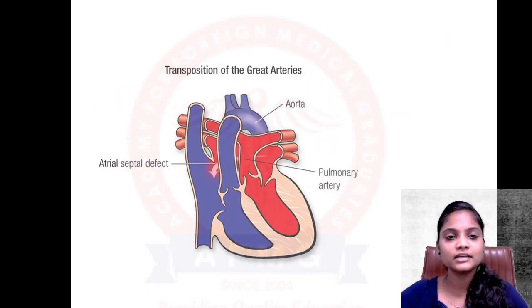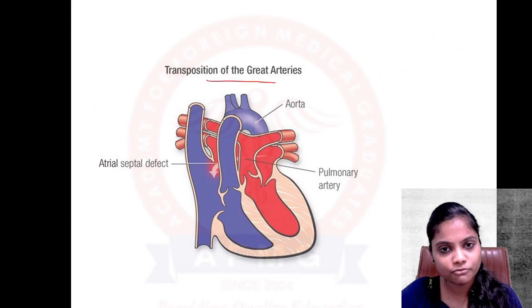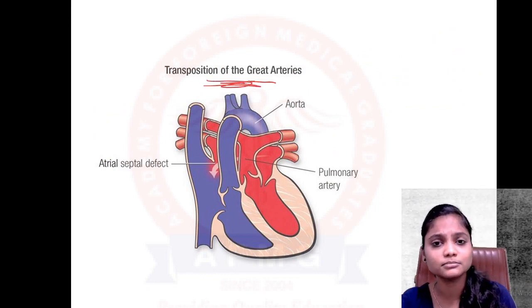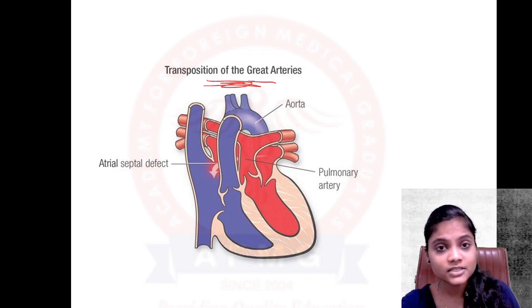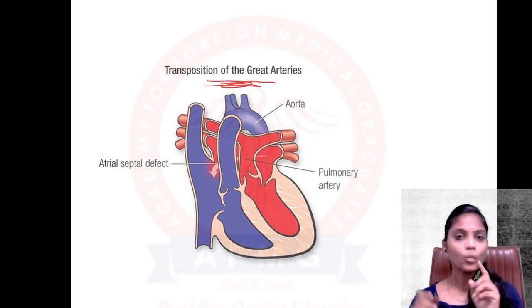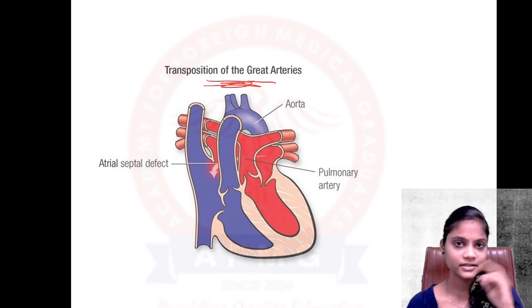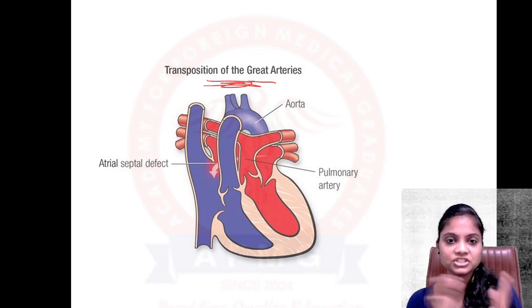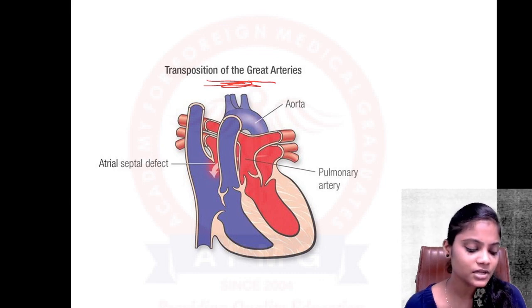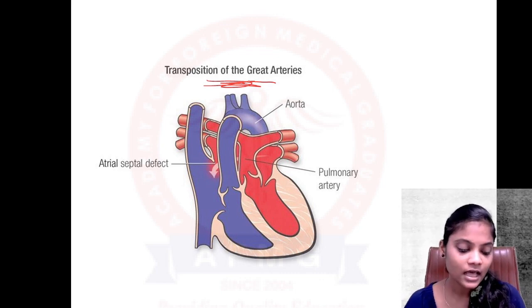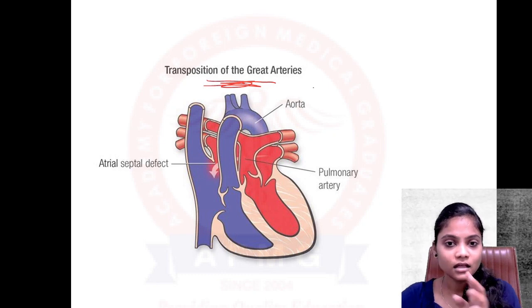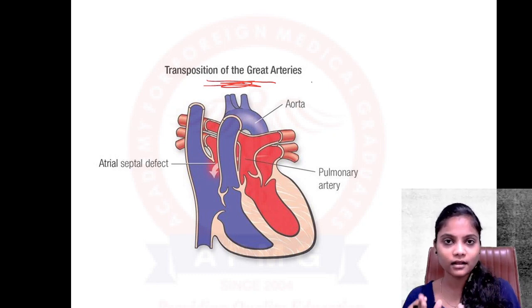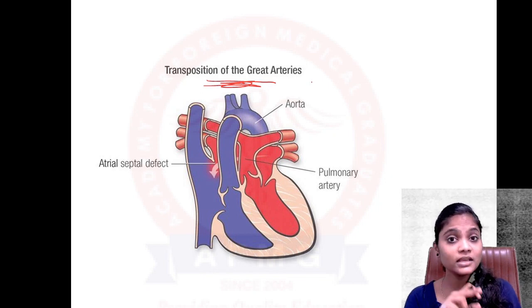The next defect is transposition of great arteries. What happens in your transposition of great arteries? What are the 2 great arteries which we have seen in the conotruncal septum? One is your pulmonary artery and the other one is your aorta. Both are getting misplaced. Position is changed, right? You can see there is no twisting. Usually in our normal aorticopulmonary trunk, there will be twisting like this. There will be a spiral rotation.